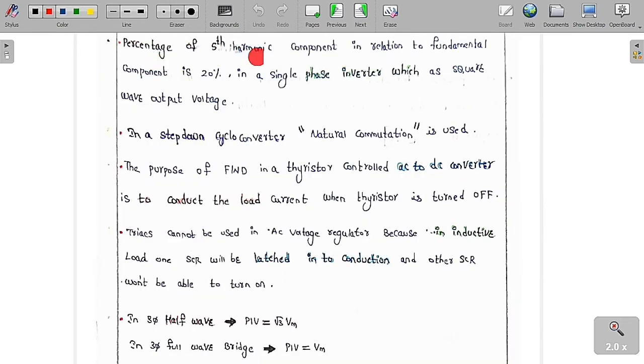The percentage of fifth harmonic component in relation to the fundamental component is 20% in a single phase inverter which has square wave output voltage.